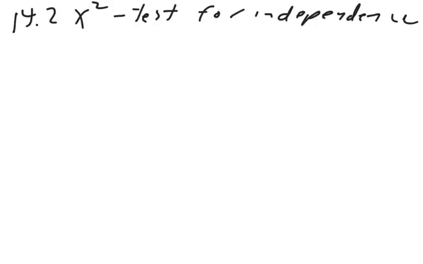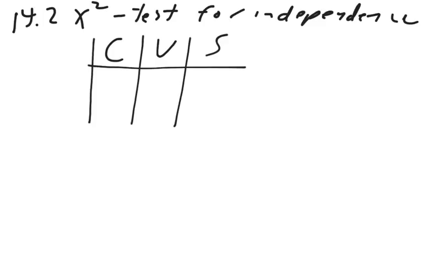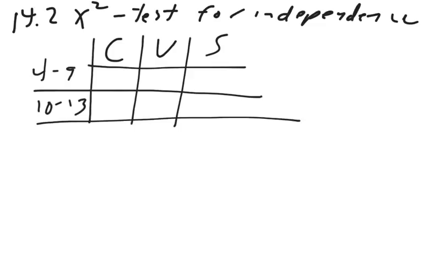Today we're going to do the chi-squared test for independence. A few days ago we did the expected counts, and today I'm going to do the full test for whether age groups like different types of ice cream.